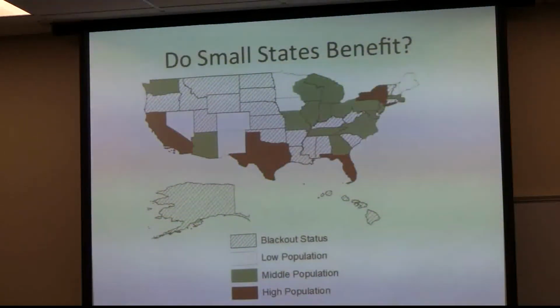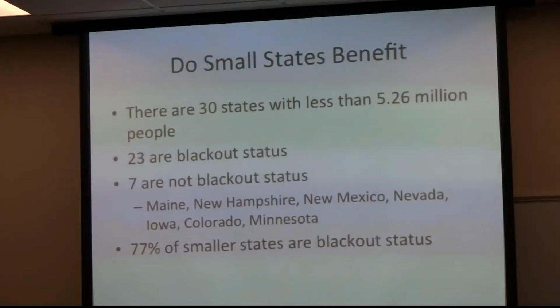And then going off of that, it was a question of, do small states matter? So I classified the states into three categories, the bottom third, the middle third, and the upper third. And you can see that pretty much all of the bottom third are blacked out, right? Almost uniformly. I think it was, and I have this on the other slide, 30 states. There are 30 states with less than about 5 million people. So of those 30, 23 are blackout states. Only 7 are not.